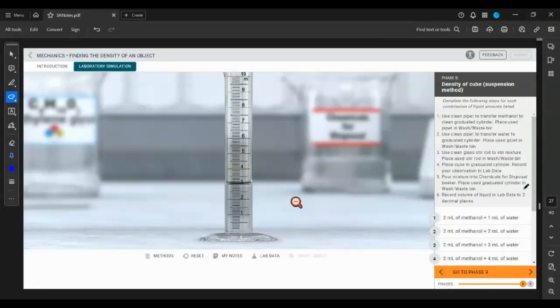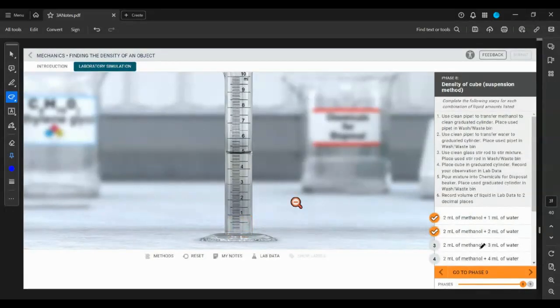Following through the example, it says 2 milliliters methanol, 1 milliliter of water. So 2 plus 1 is 3, so that makes sense for the fluid level. We put the block in there, and it sinks. Okay, so not what we're looking for, so we keep going. Now 2 milliliters of methanol, 2 milliliters of water, so 2 plus 2 is 4. Notice it's filled up a little higher. Then we put the block in there, and again it sinks. So not what we're looking for.